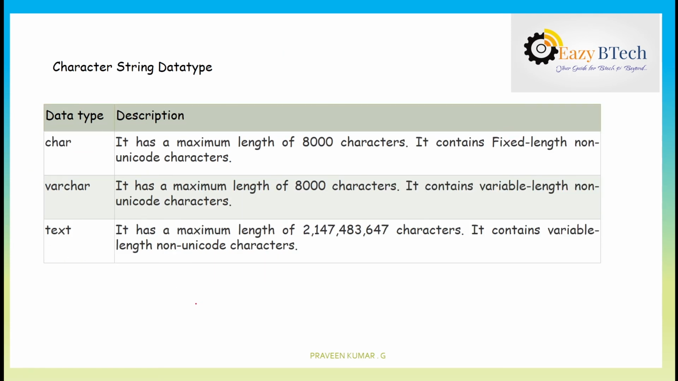Next one is the character data type. What is the character data type? What is the need of the character data type? It has a maximum length of 8,000 characters. It contains a fixed length. I think you already know what a fixed length and a variable length are. Fixed length means, suppose you declare some Eazy Btech, as a character.